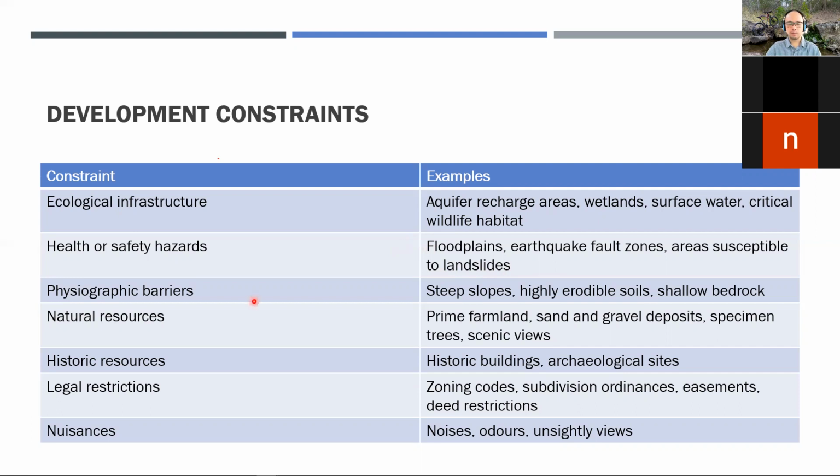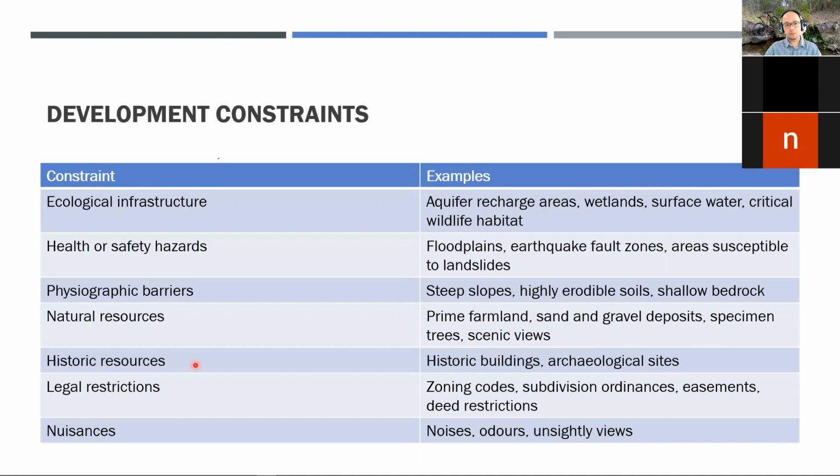There are other physiographic barriers. There may be natural resource constraints. It could be prime farmland. There may be too much sand and gravel in the area that you can't really do anything about. It may be a protected area, whether because of tree specimens or wildlife habitat, or because of scenic views.